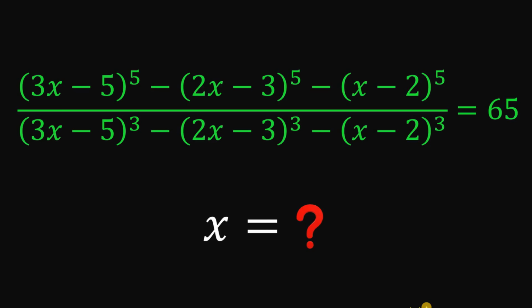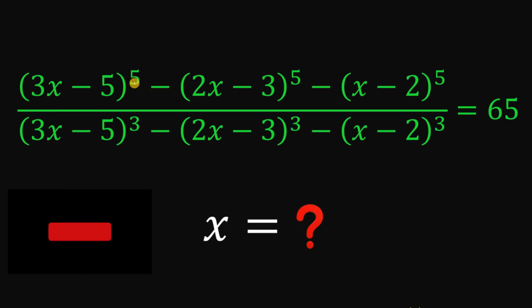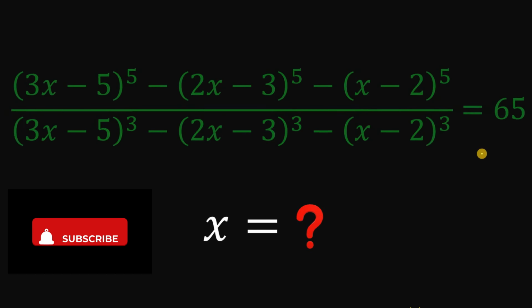Today, we will answer this math challenge. And here's the question. Given this equation, the quantity 3x minus 5 raised to the power of 5 minus the quantity 2x minus 3 raised to the power of 5 minus the quantity x minus 2 raised to the power of 5, all over the quantity 3x minus 5 raised to the power of 3 minus the quantity 2x minus 3 raised to the power of 3 minus the quantity x minus 2 raised to the power of 3, equals 65.